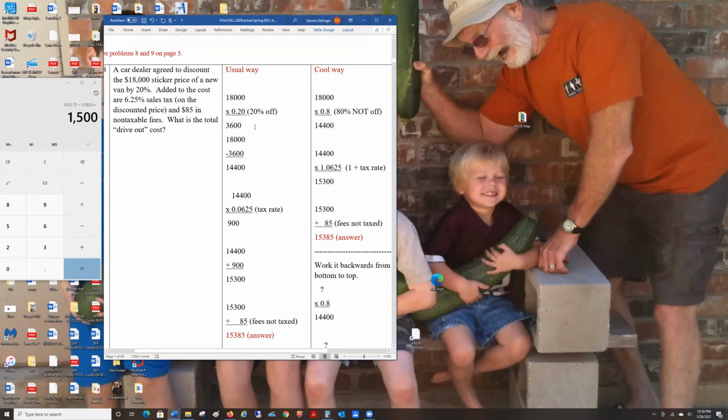If you put 0.20, you're going to get 36,000, and then you point off 2 places. That's if you did it by hand, but you're going to use a calculator. You do 18,000 times 20% is 3,600. Subtract 3,600 from 18,000 and get 14,400.